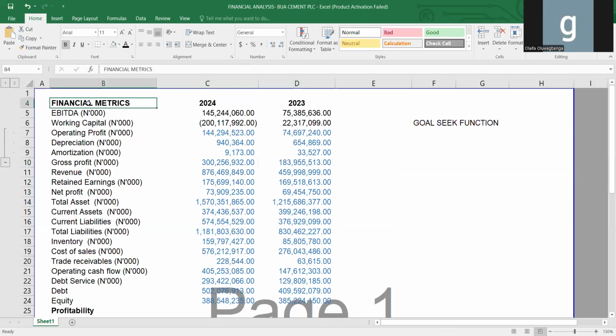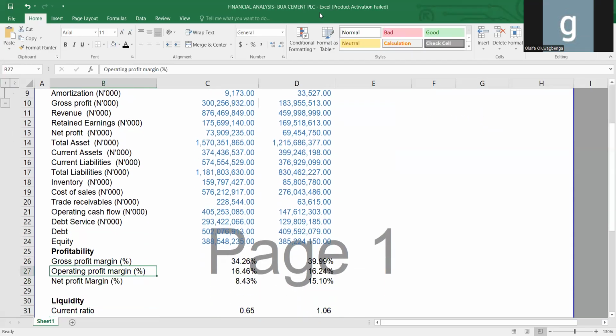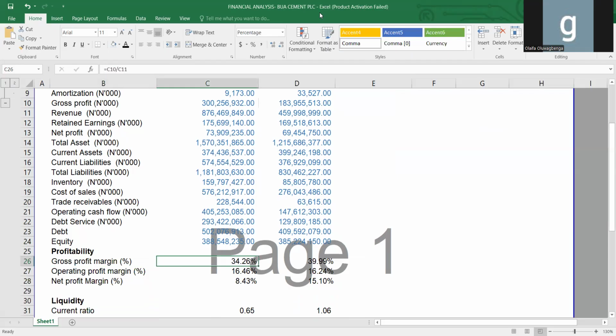Looking at these financial metrics here, 2024 and 2023 financial metrics, and if we are to look at the various metrics like the profitability, gross profit margin, operating profit margin, and net profit margin. Let's look at the gross profit margin, for instance. In 2024, we have 34.26%, and in 2023, 39.99%.